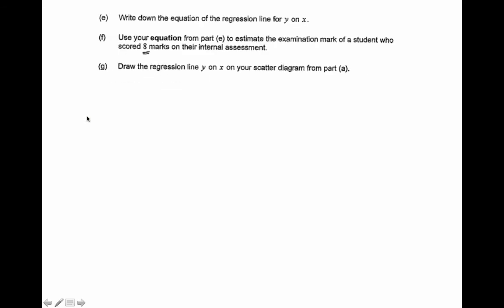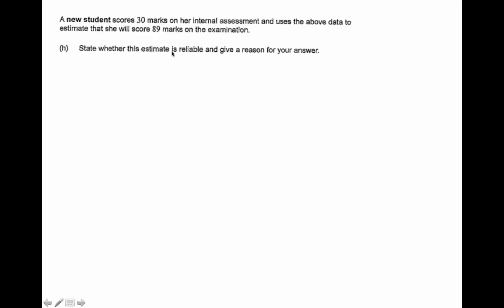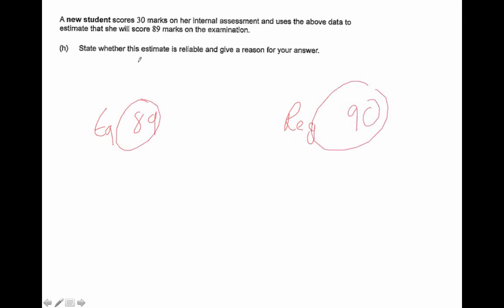So when you're making a judgment about whether that's a reliable estimate, well, our equation gave us 89 and the regression gave us 90. So I would say that that's a pretty reasonable estimate, seeing as both methods gave us close to the estimated answer. So yes, I think that is a reliable estimate.